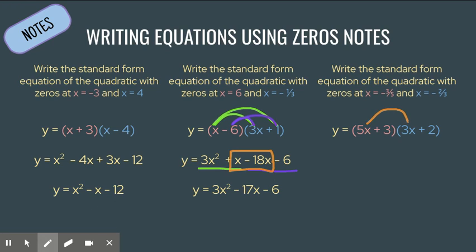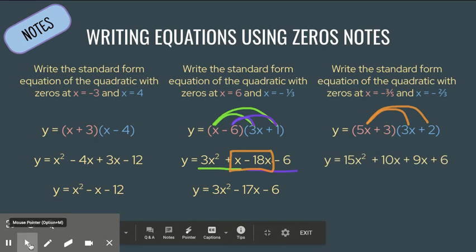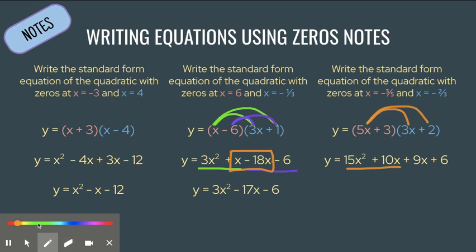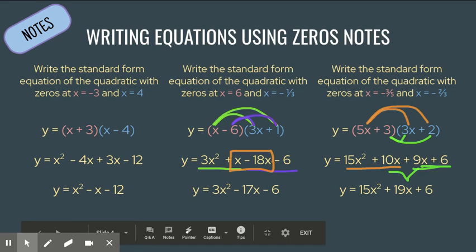5x times 3x is going to be 15x squared. And 5x times 2 is going to be 10x. Okay, so that's where these two are coming from. And then last but not least, 3 times 3x is 9x, and 3 times 2 is 6. Add together the two numbers in the middle, and you're going to get 15x squared plus 19x plus 6, because 10 plus 9 is 19x. Okay, and that's it, guys.